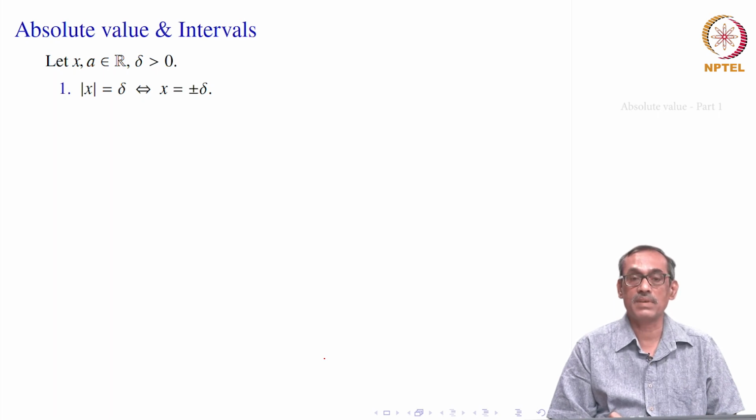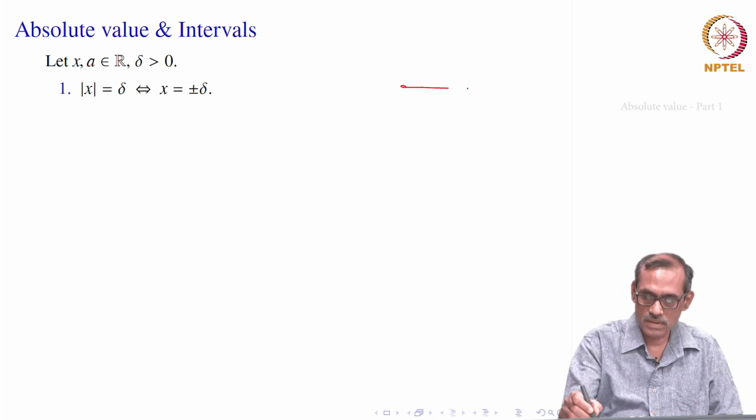Okay. So, let us see how the absolute value plays with intervals. In fact, they give rise to neighborhoods, and let us see how. Suppose we fix a real number x, and then take another positive number delta, so delta is greater than 0. What it says is that mod x is equal to delta if and only if x is equal to either delta or minus delta. That is obvious from the geometry.